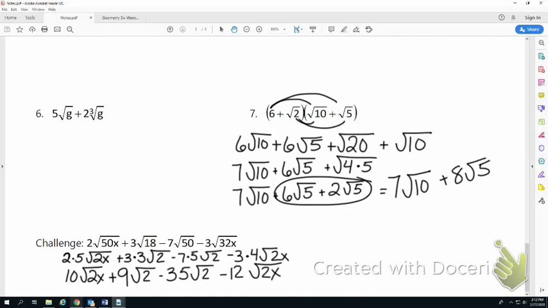Now that I have that, I can look for my common terms or like terms. So I've got my square root of 2x's, and then I've got my square root of 2's. So on the 2x's, 10 minus 12 is going to give me negative 2. And then 9 minus 35 is going to give me negative 26.